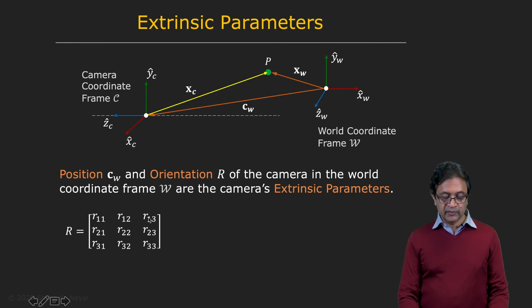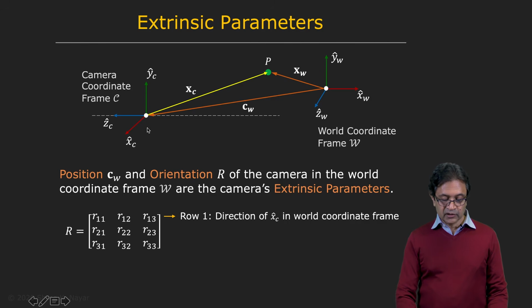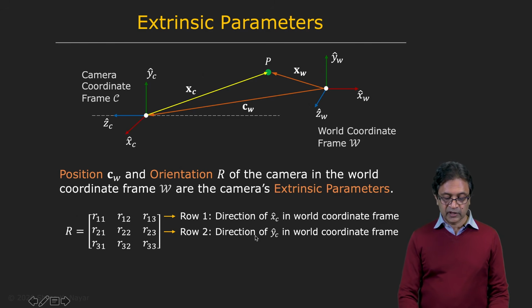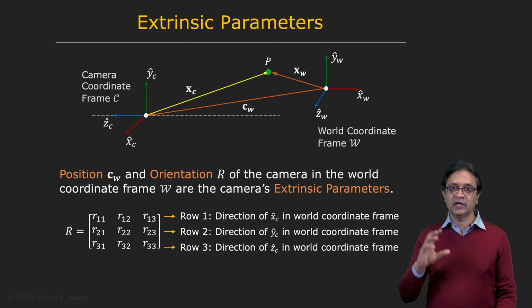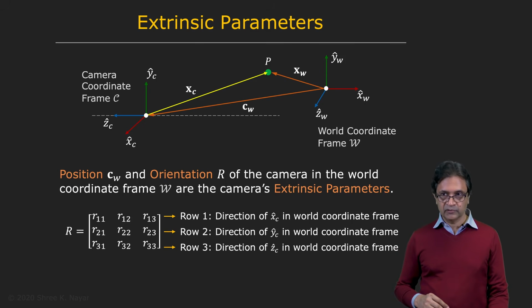It is a 3x3 matrix, and the way one would interpret this 3x3 matrix is that the first row of this matrix right here is essentially the direction of this vector xc hat in the world coordinate frame. So the orientation of this vector in this coordinate frame is exactly equal to this. And the second row corresponds to the direction of yc hat, and the third row corresponds to the direction of zc hat. So that's your interpretation of your rotation matrix.